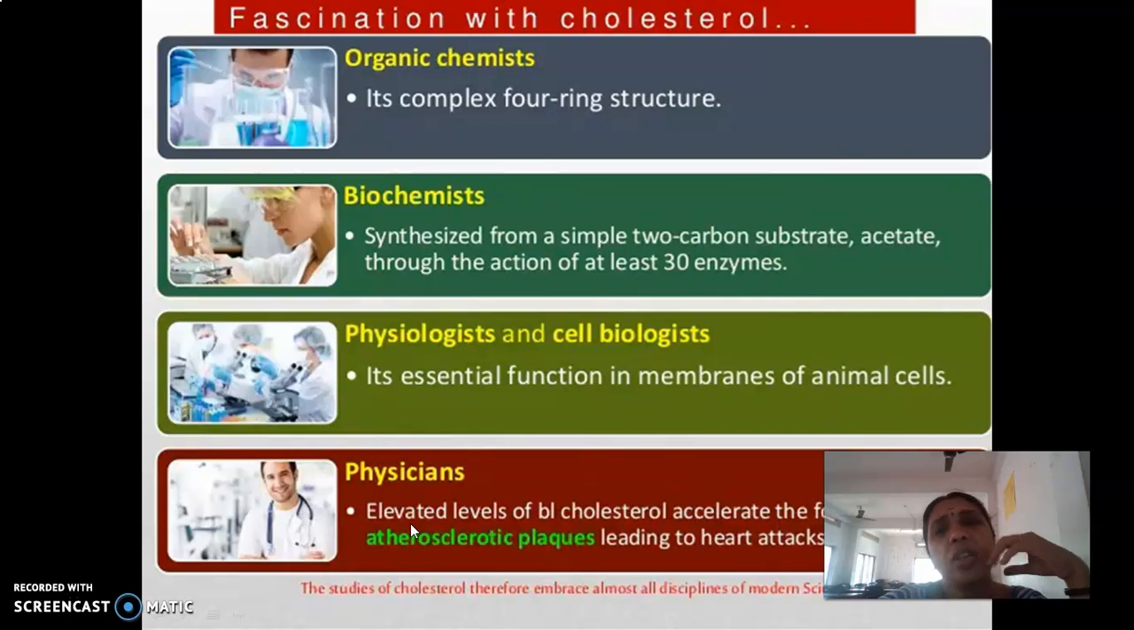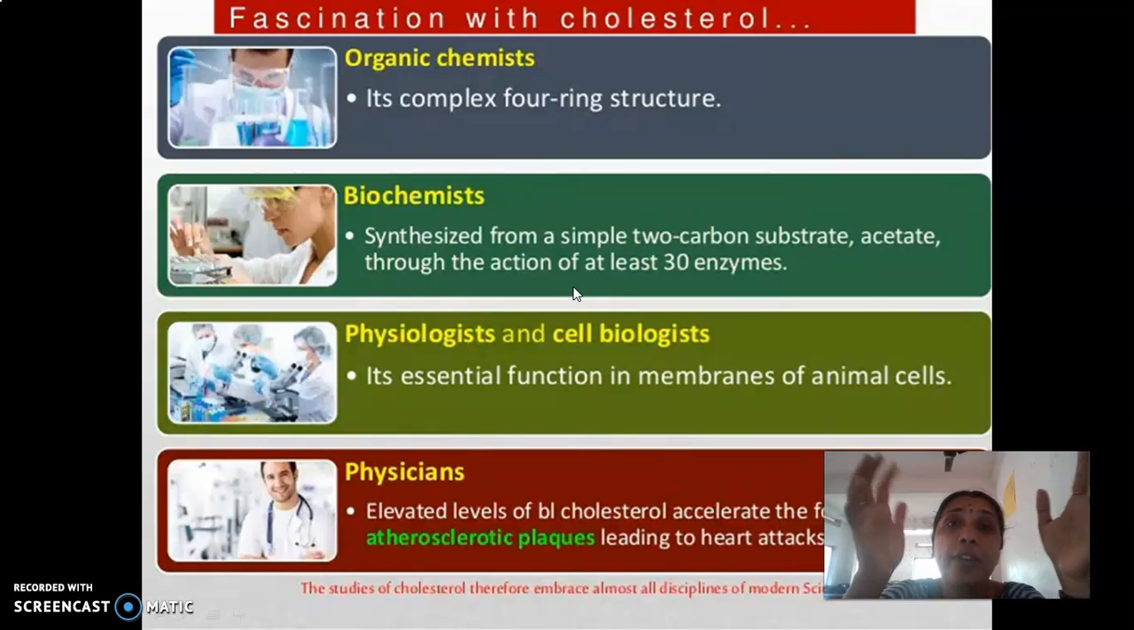And cholesterol is one of the most interesting molecules in various aspects of science. In the eyes of chemists, it's a cute four-ring structure containing compound. And in the eyes of biochemists, it's a simple two-carbon substrate. How is cholesterol synthesized? The huge 27 carbon containing cholesterol molecule is actually derived from the two-carbon compound acetyl-CoA. So it's very interesting to study the synthesis of cholesterol.